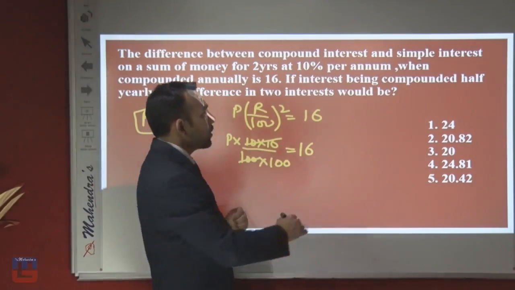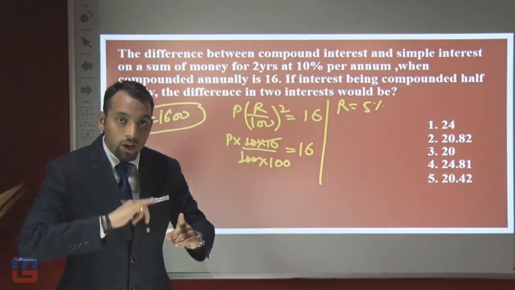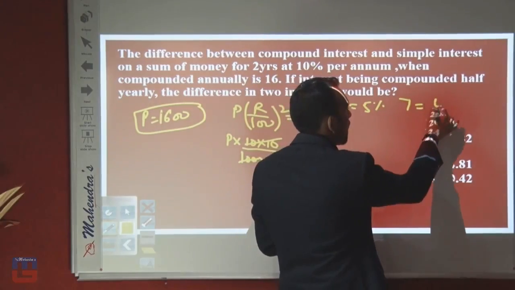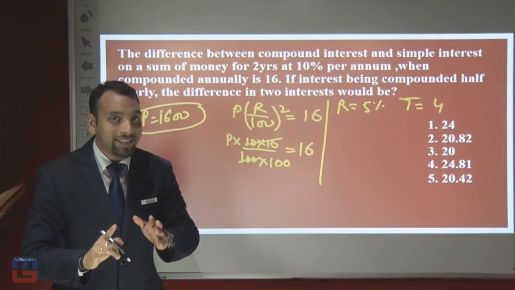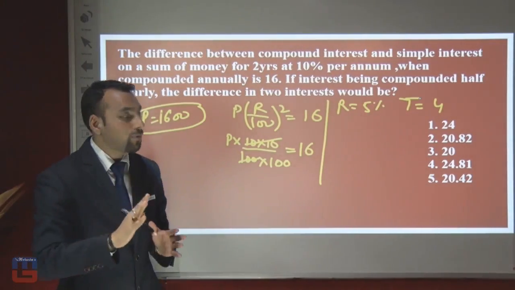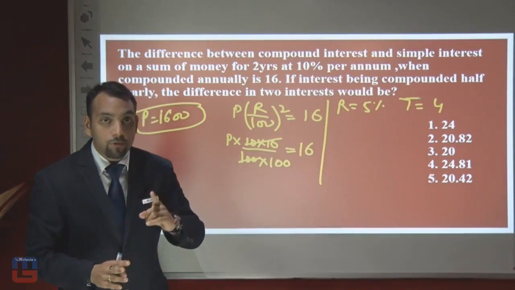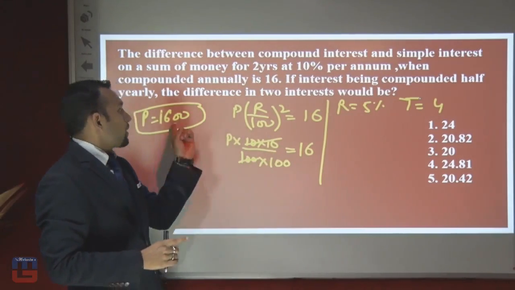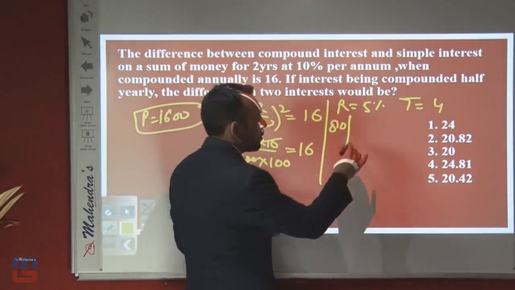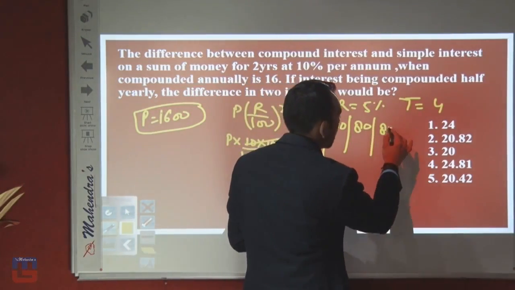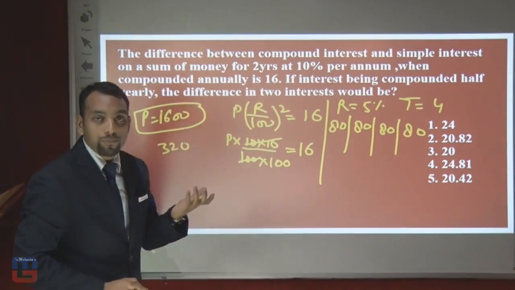In case of compounded half yearly, the rate will become 5%. All right. Now the time will be 4 years, because we have 2 years. If you multiply by 2, you will get 4, which means the rate is 5% and the time is 4 years, and you have to find the difference of SI and CI if interest is compounded half yearly. Now see, 5% of 1600 will be 80, right? In the same way, this will also be 80, this is also 80, and this is also 80. Now SI will be 320, right?